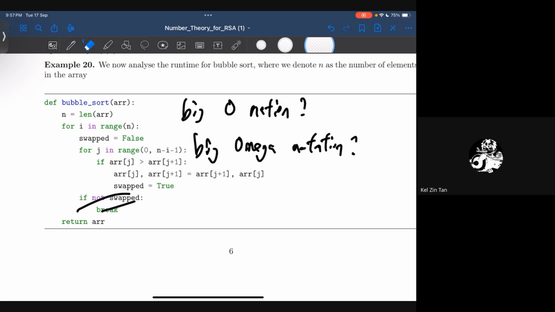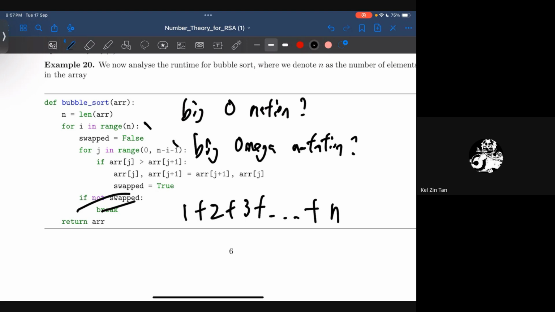Then you look at this: it is a double nested for loop, with a loop from 0 to n minus 1 plus 1. So this will be a sum of 1 plus 2 plus 3 all the way until n minus 1. Just now we know that this is equal to n times n minus 1 divided by 2, which is n squared minus n divided by 2. So we ignore the coefficients, then the big O of this will be n squared.